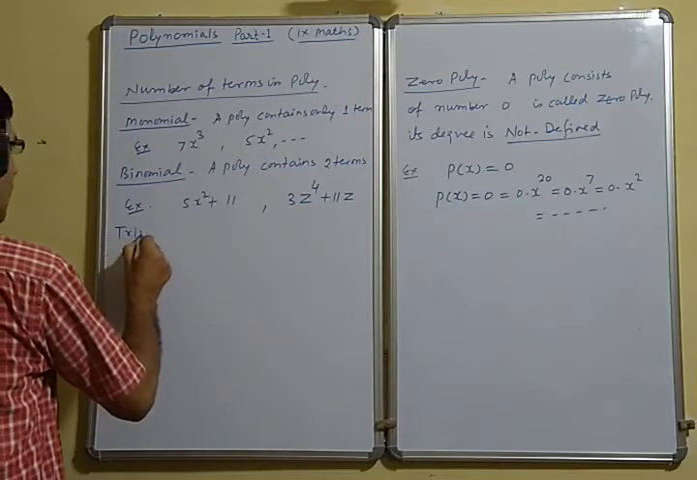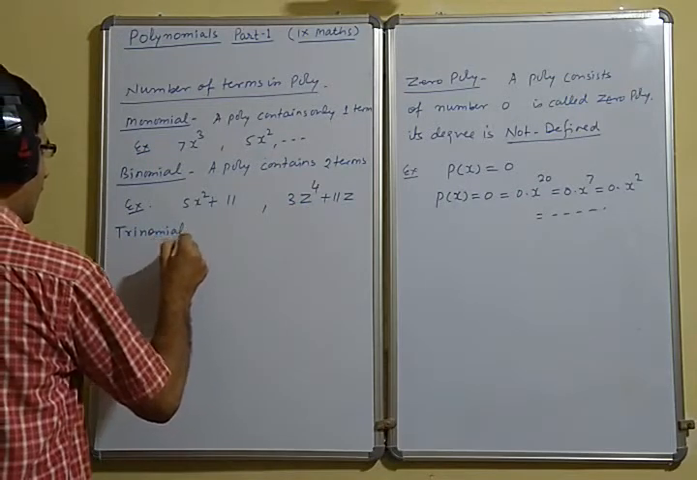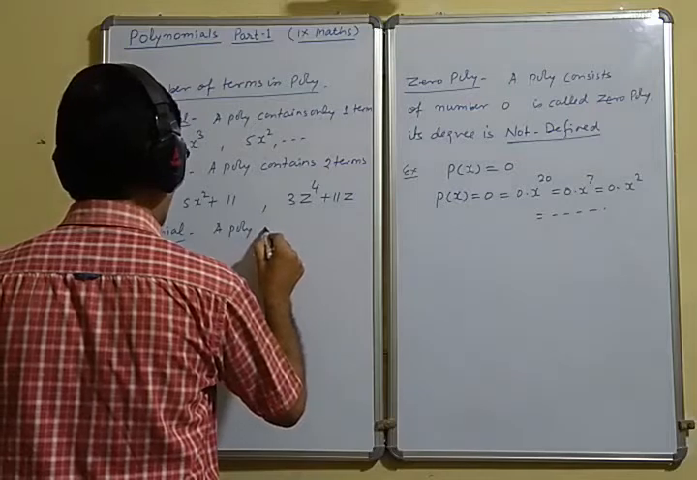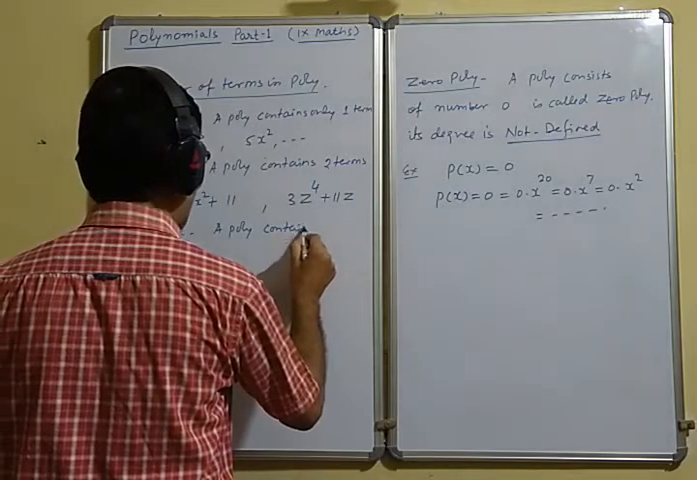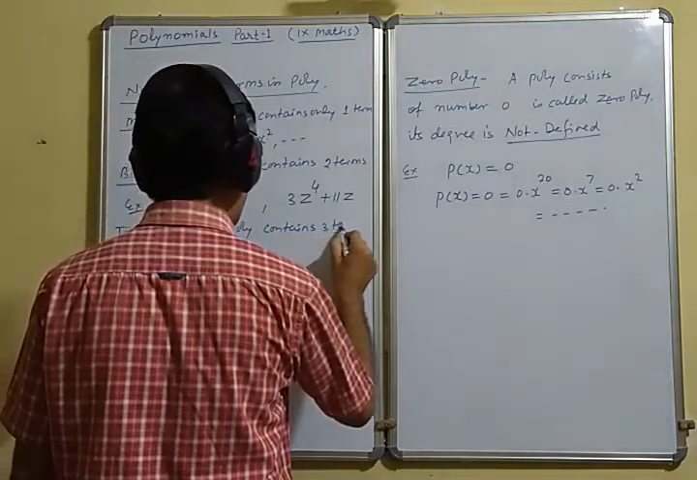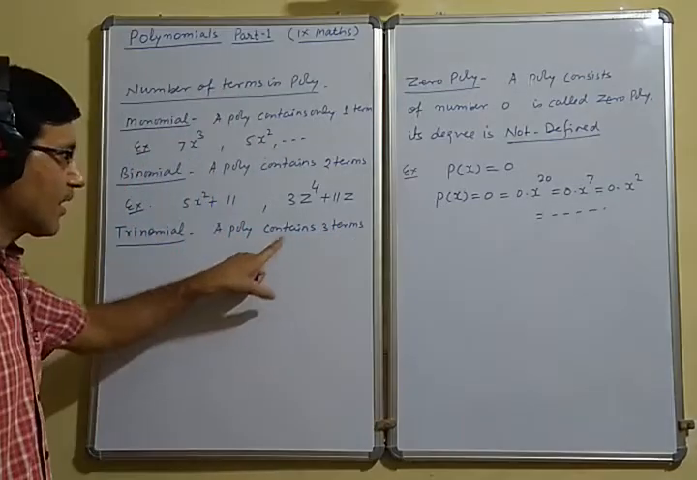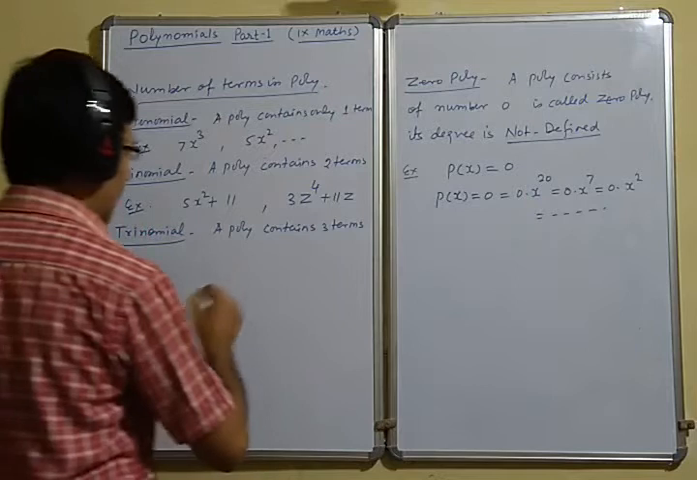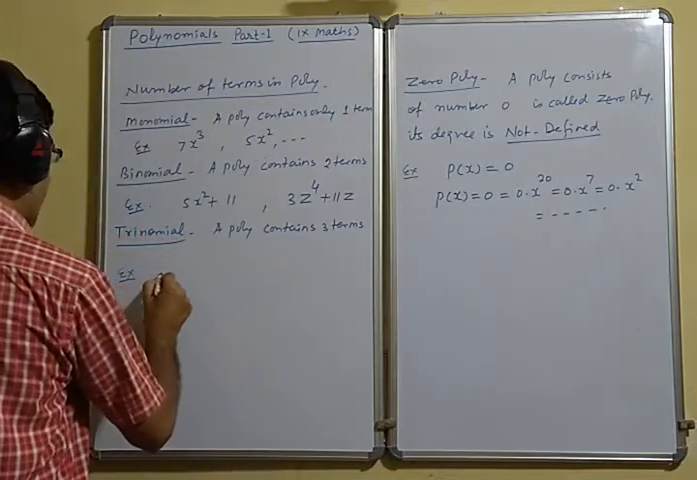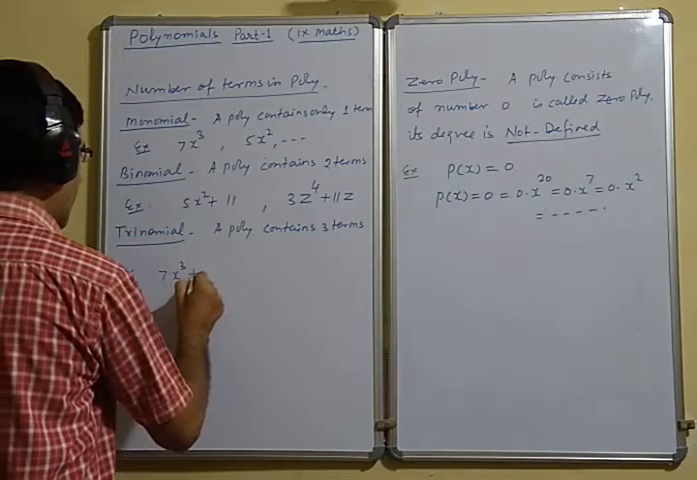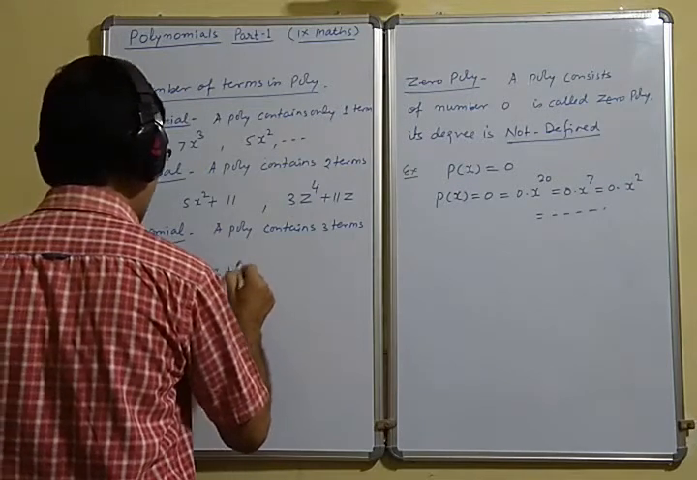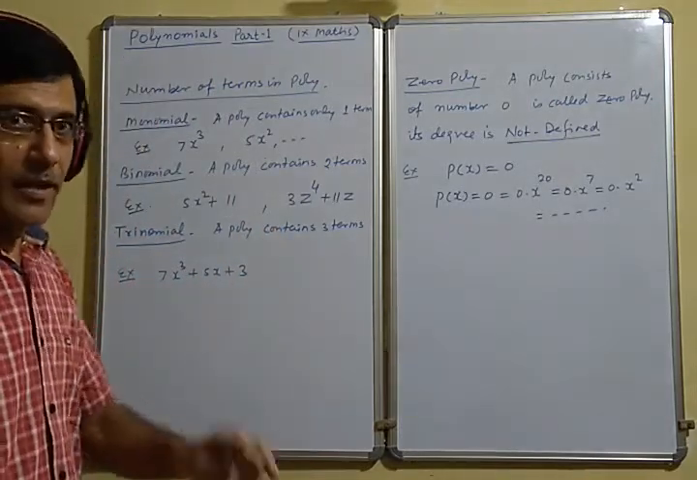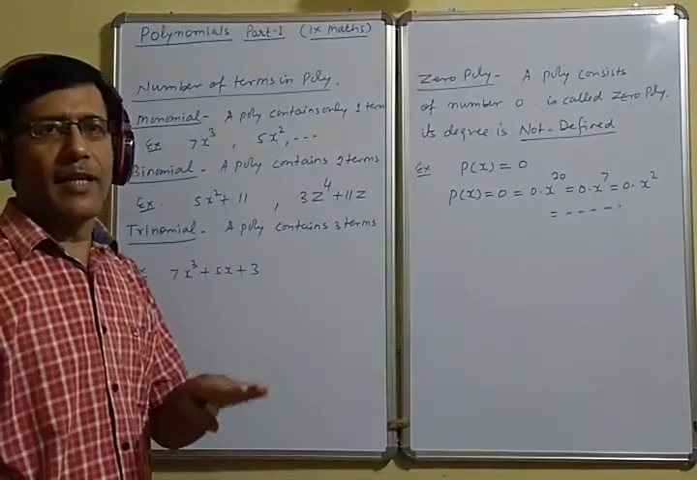Similarly, trinomial. A polynomial which contains three terms is called a trinomial. For example, 7x cube plus 5x plus 3. These are three terms. One better way to understand this polynomial.